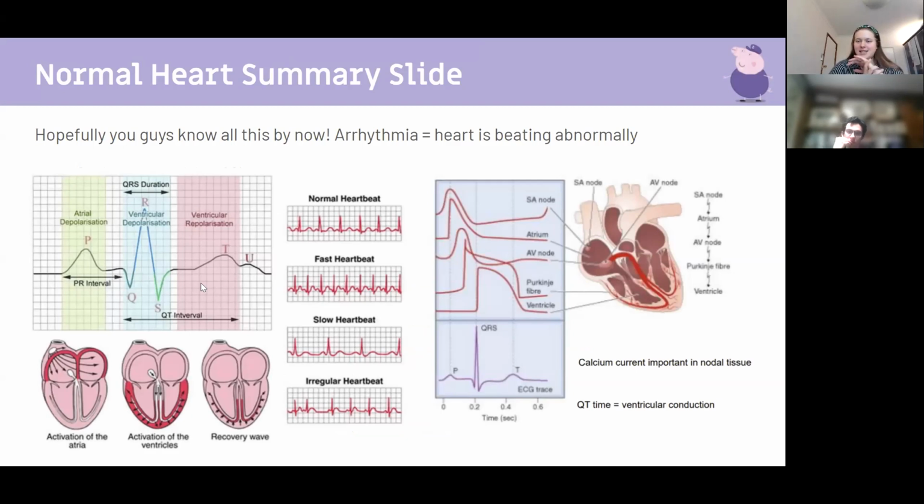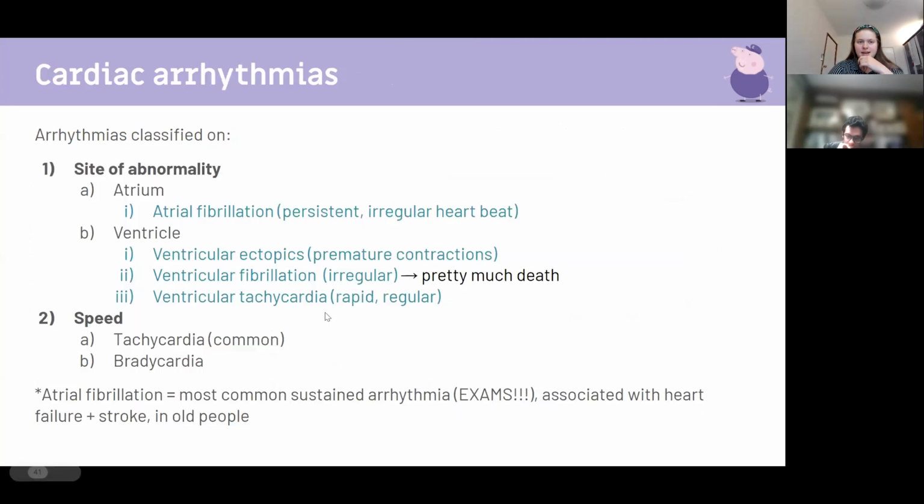Arrhythmia is any abnormal pattern related to the heart beating. It could be beating too fast or too slow, those count as arrhythmias, or it could be beating irregularly, so not on a steady, stable pattern.